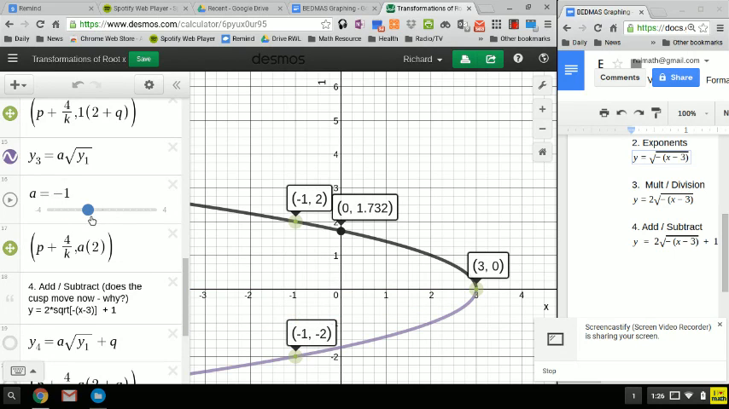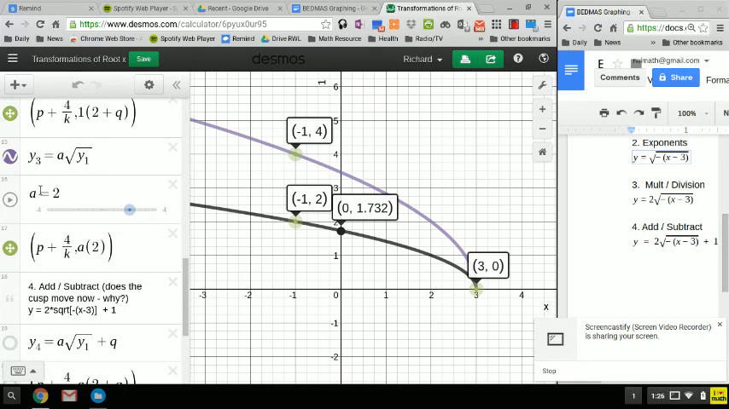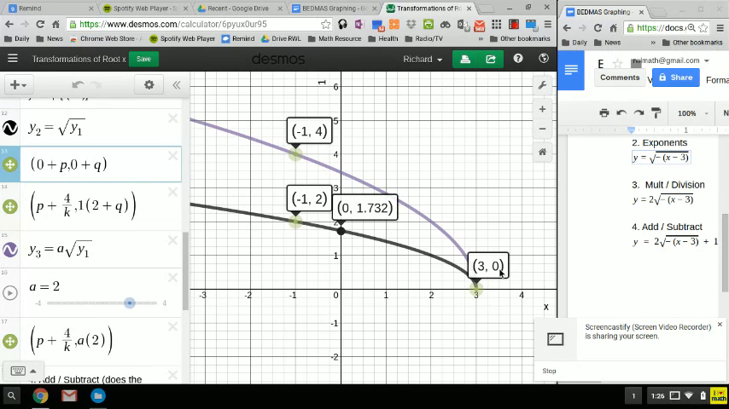As I move down then, that becomes a vertical reflection because I'm multiplying the y values by a negative. Okay, so we'll go back to where we're supposed to have an a value of 2. That means I'm multiplying all of the y values in the square root graph by 2. It's multiplication. If you go to the cusp, what's the y value at the cusp? Well, it's 0. 2 times 0 is 0, so the cusp does not change.